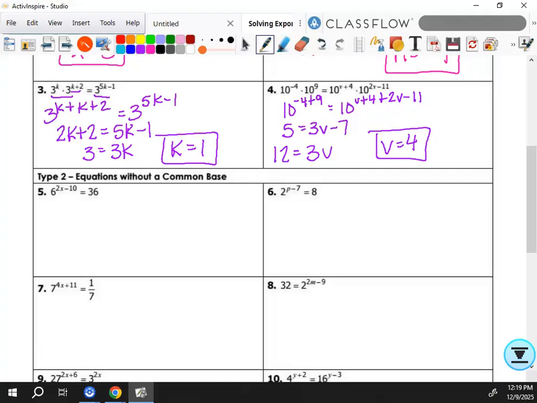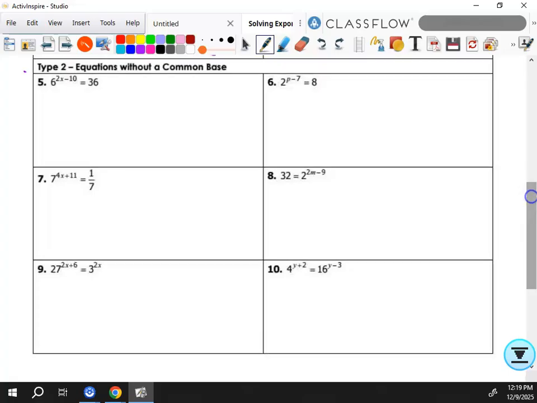So they have to have the same base and a single exponential on either side. So when we look at type 2 here, all those gave us a common base, and we had to do a little bit of rearranging, but here I don't have a common base. But I need to try to see if I can get one. You can't always get one, but in these cases that we're doing right now, you can.